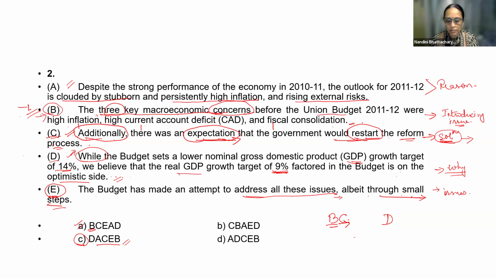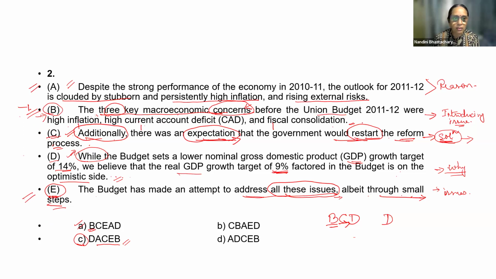Now let's look at what comes after C. Now all these issues, what are the issues? The concerns and the reform. So D can come after C. These issues, the references there. Now, if we look at the other two, what is left? B, C, D we have taken. Now we have A and we have E.